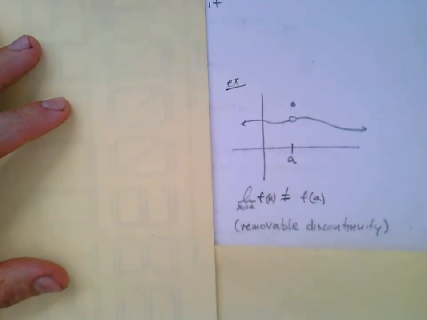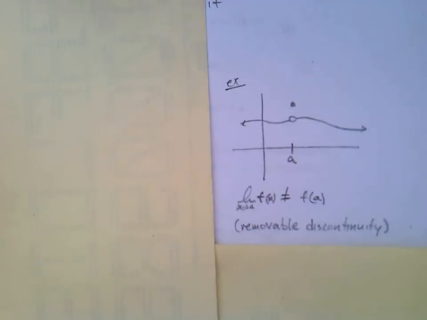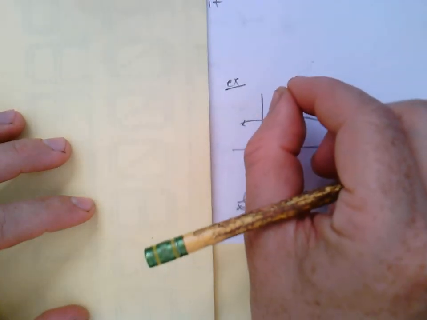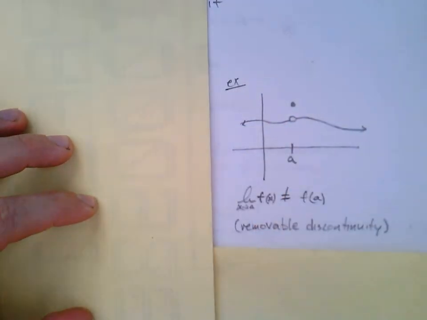Okay. We are going to label this one a removable discontinuity as well. Kind of for the same reasons. It's like somebody reached down, plucked that one up, and they removed it, but then they set it back down somewhere else.